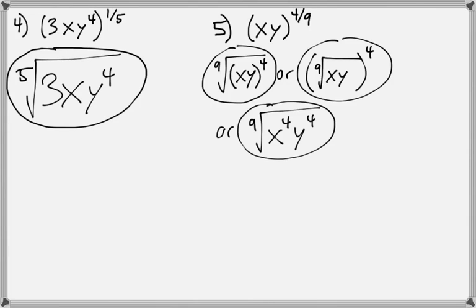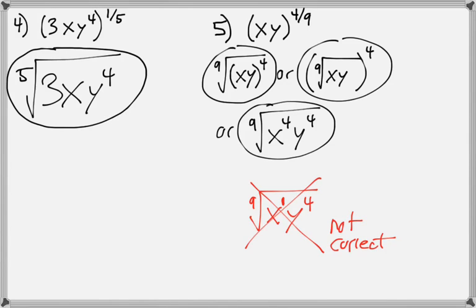There are some wrong answers. So this is not correct, because if you write it like this, the 4 only applies to the y, and then there's an implied 1 here with the x, and that's not what we want. We want the 4 to apply to both the x and the y. So this would not be an acceptable answer, but any of those other 3 would be.